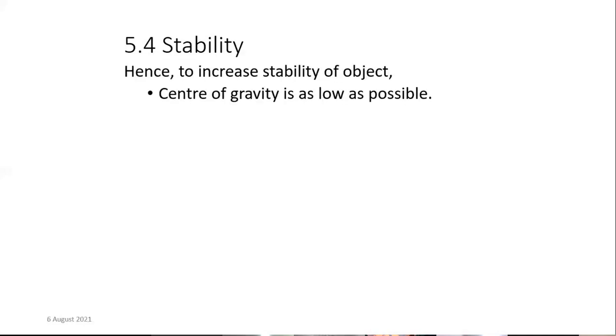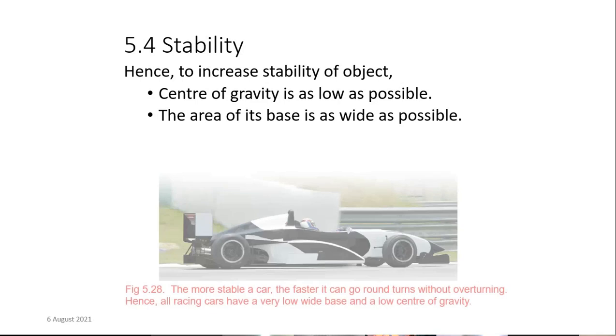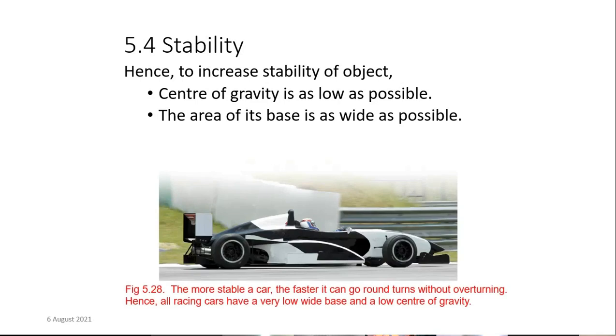Hence, to increase the stability of an object, keep the center of gravity as low as possible, and make sure the area of its base is as wide as possible. That's why all racing cars have a very low, wide base and low center of gravity, because it's the most stable. The more stable a car, the faster it can go around turns without overturning. More stable means a faster car.